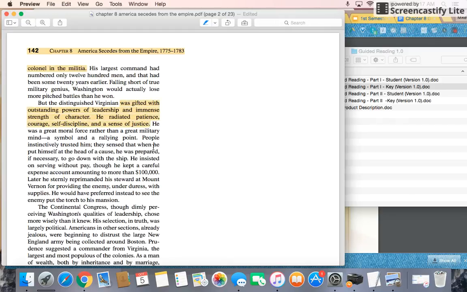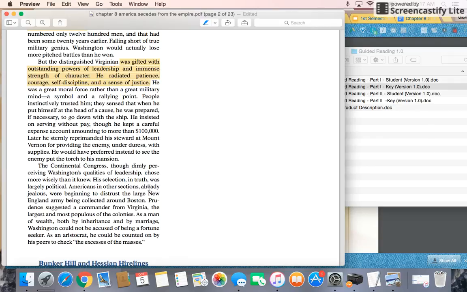People trusted him. They sensed that when he put himself at the head of a cause, he was prepared, if necessary, to go down with the ship. He insisted on serving without pay. These are all things that are going to get folks really psyched up about serving under George Washington. His selection, in truth, was largely political, as we go through here. Basically, what we can come up with is that George Washington is a real good leader, may not be the best field general, but people will rally around him, people will trust him, and they will go with him. We see here people instinctively trusted him.